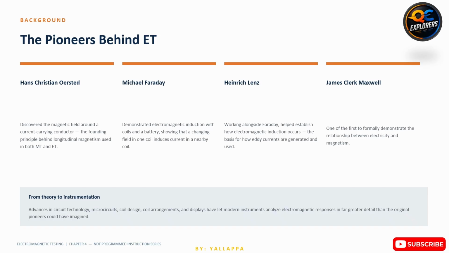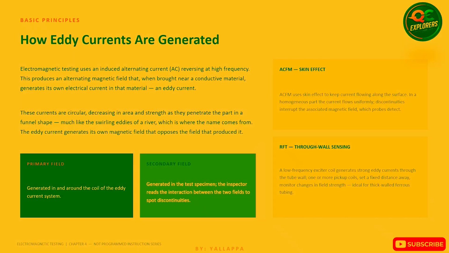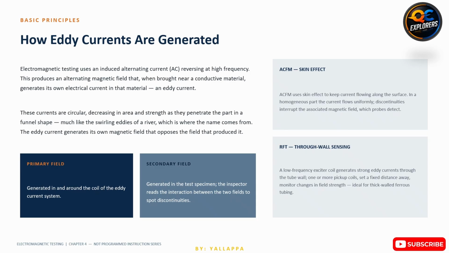Now that we've met the pioneers who established the science of electromagnetism, we're ready to examine exactly how eddy currents are generated inside a conductive material. This slide introduces the fundamental operating principle of electromagnetic testing, electromagnetic induction. When an alternating current flows through a coil, it continuously changes direction. As a result, the magnetic field surrounding the coil also expands and collapses repeatedly. This changing magnetic field is called the primary magnetic field.